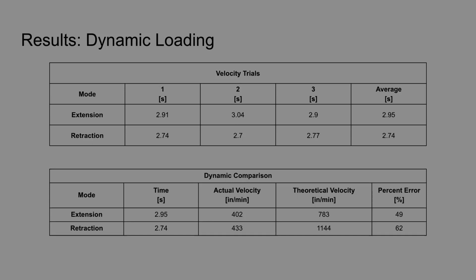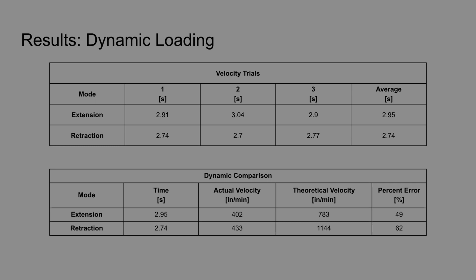Now comparing these to our theoretical values, we found a theoretical velocity using our hydraulics equations for extension of 784 inches per minute, and our calculated value that we measured in lab was 402 inches per minute. This gave us a percent error of 49%, and then similarly for retraction, we had a theoretical velocity of 1,144 inches per minute versus the actual velocity of 433. This gave a percent error of 62%.